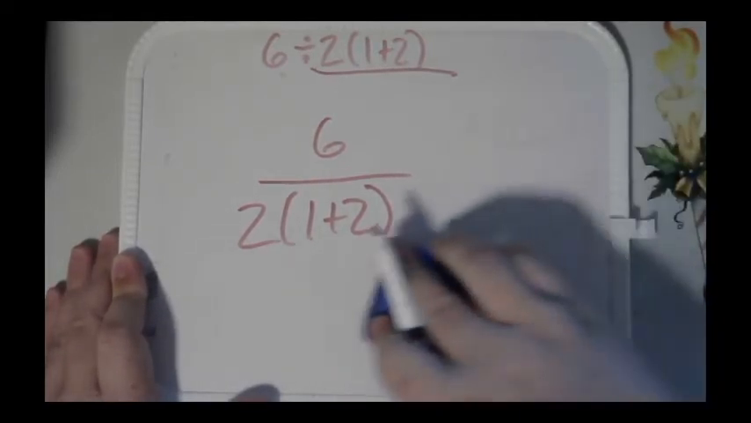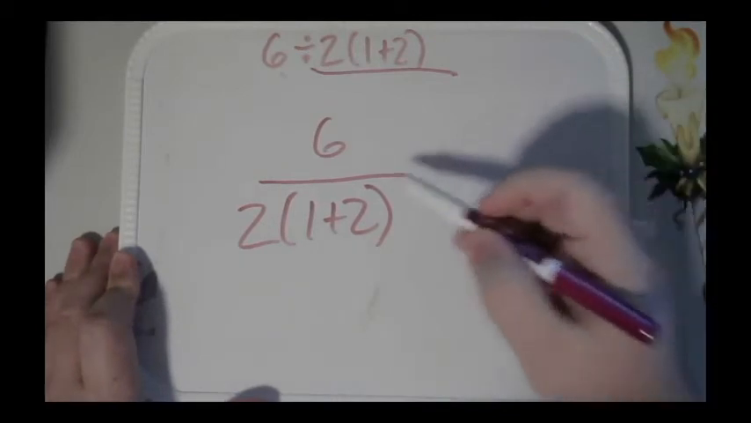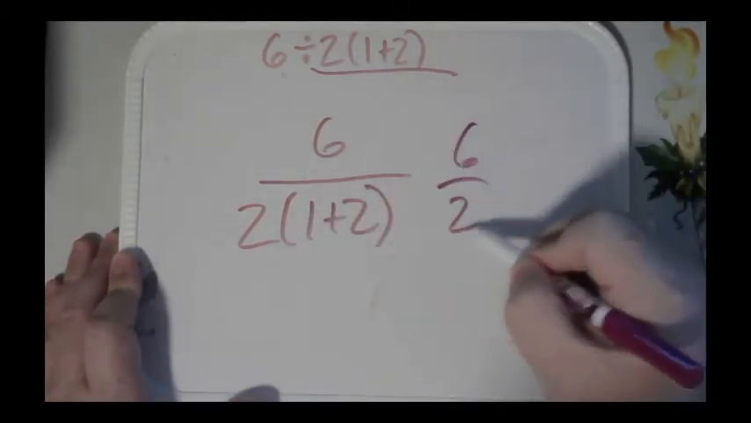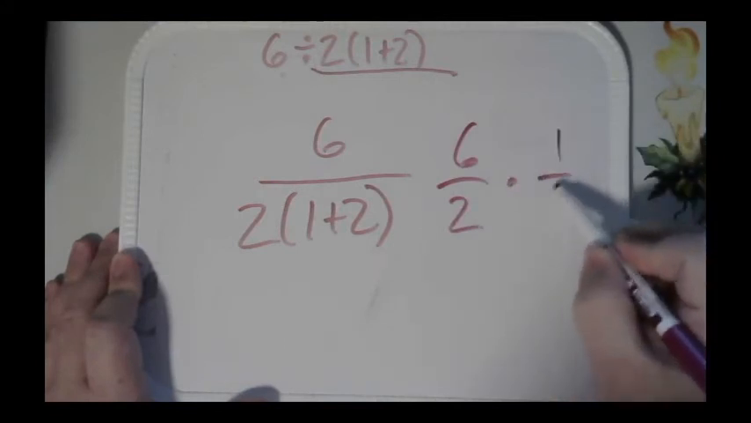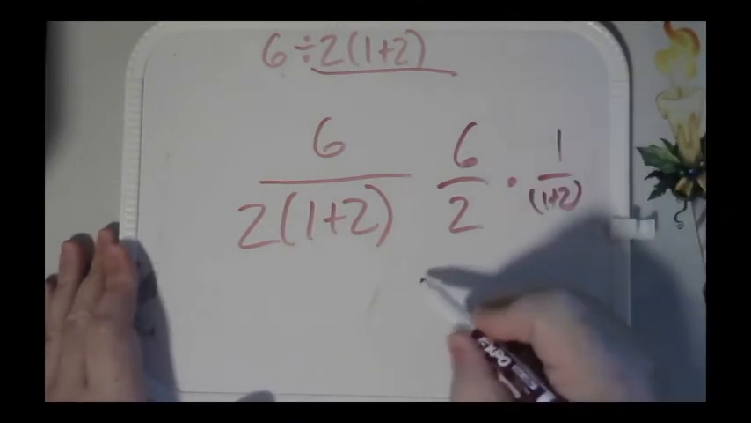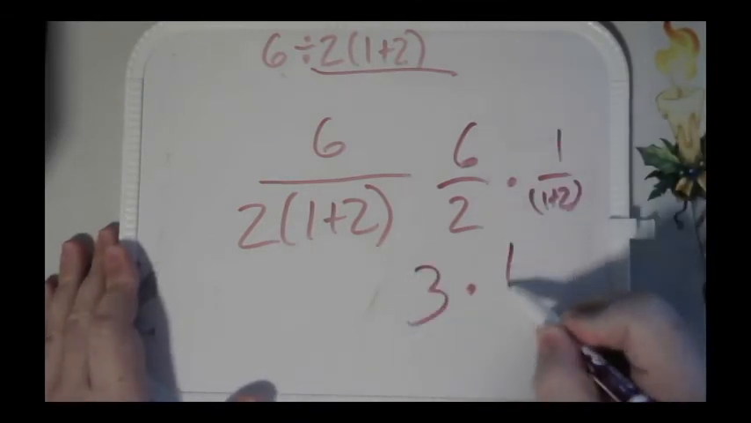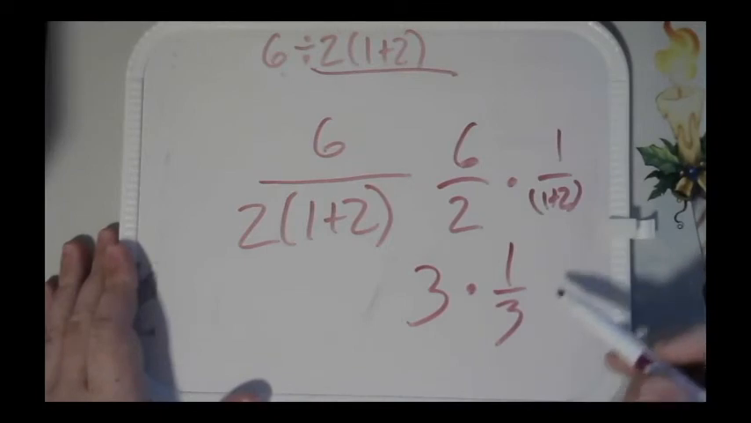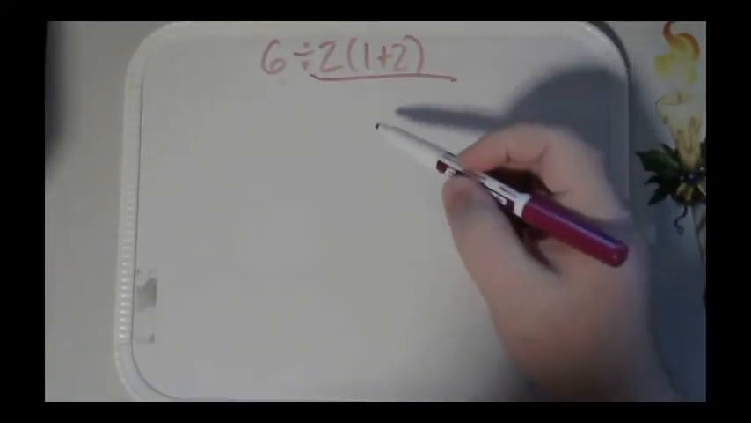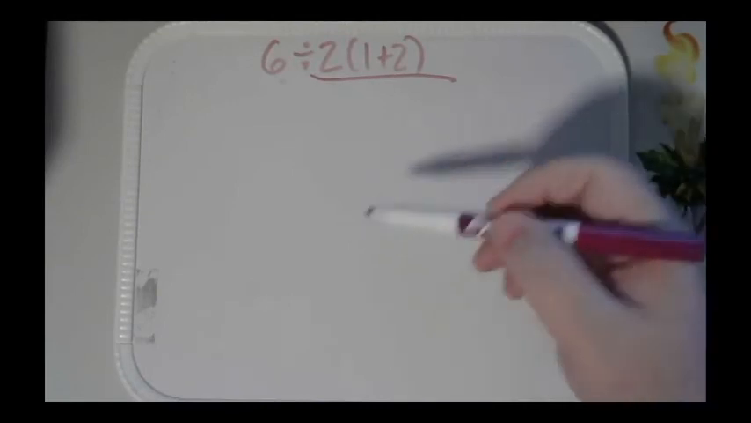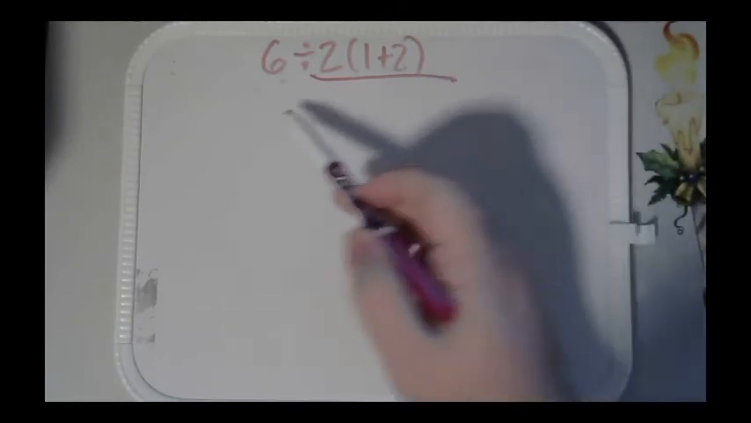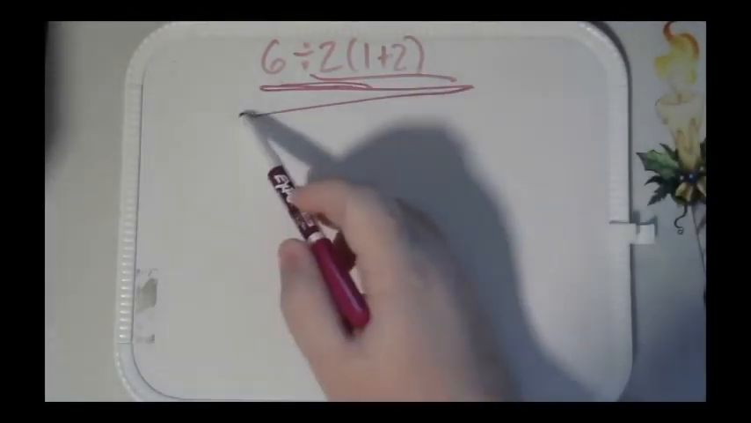What some people even do is they'll then separate out the equation into multiple fractions. 6 divided by 2 times 1 over 1 plus 2. Now, once we simplify these, we're going to get 3 times 1/3, which, as we all know, is 1. It's not a matter of if you know how to do your order of operations, if you know how to do basic math. It's about how to read this equation.